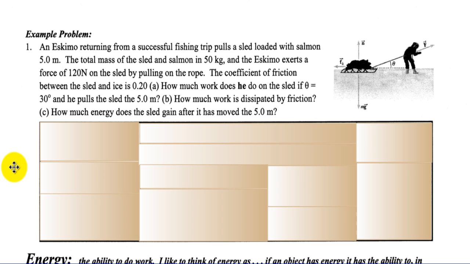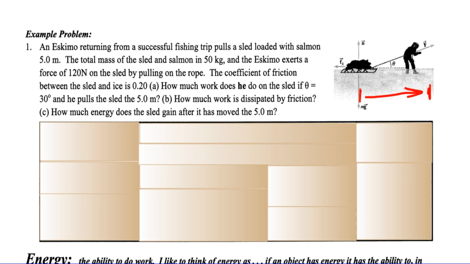So first example. An Eskimo returning from a successful fishing trip pulls a sled loaded with salmon 5 meters. So I'm assuming he is going from here to here, right? He's pulling this way and travels 5 meters. The total mass of the sled and the salmon is 50 kilograms. The Eskimo exerts a force of 120 newtons.